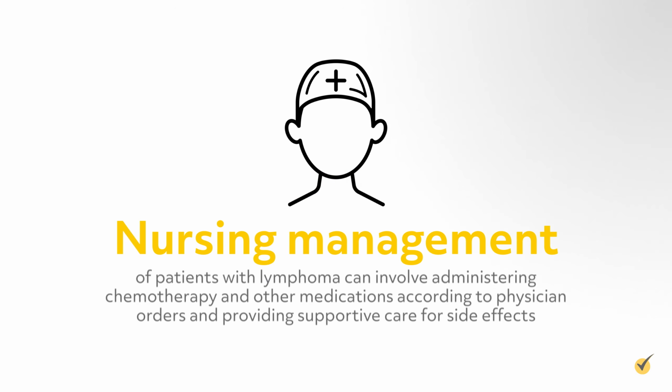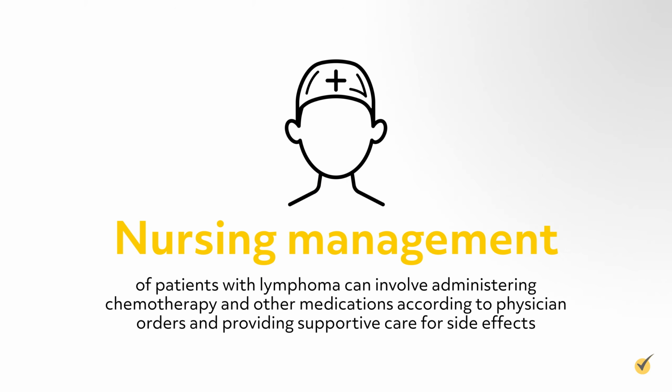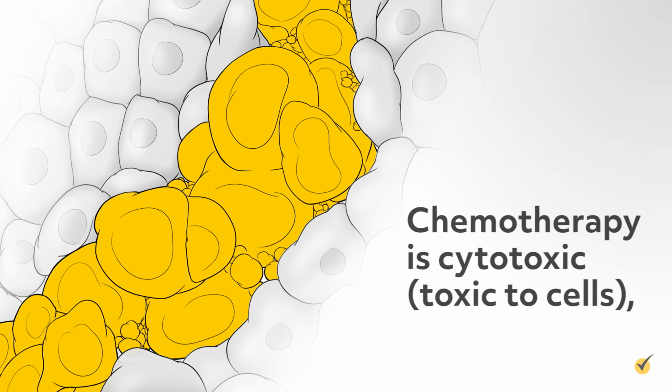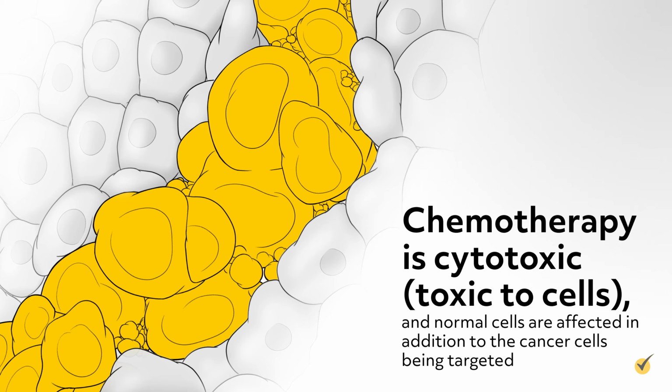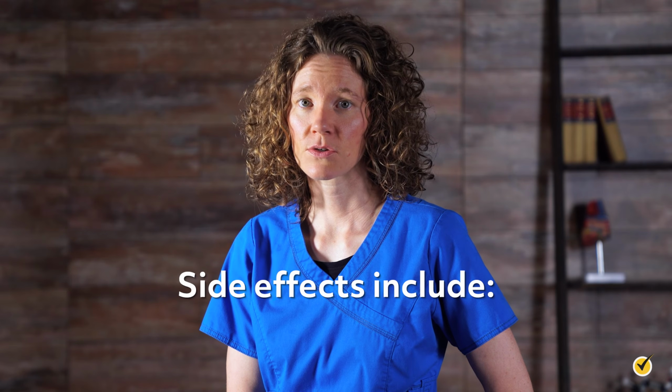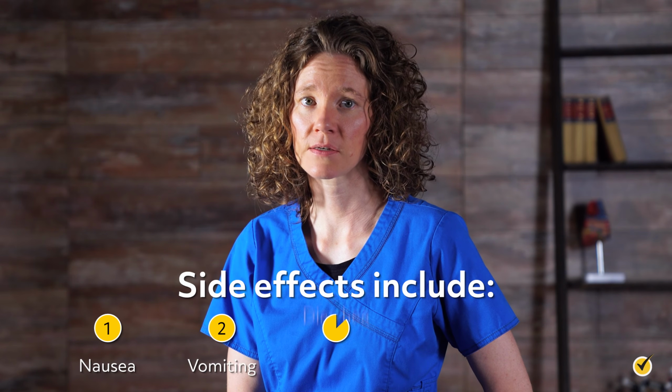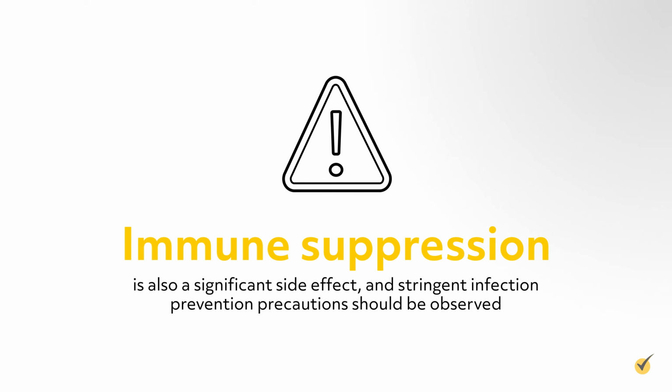Nursing management of patients with lymphoma can involve administering chemotherapy and other medications according to physician orders and providing supportive care for side effects. Chemotherapy is cytotoxic, meaning toxic to cells, and normal cells are affected in addition to the cancer cells being targeted. Side effects include nausea and vomiting, diarrhea, fatigue, and hair loss. Immune suppression is also a significant side effect, and stringent infection prevention precautions should be observed.